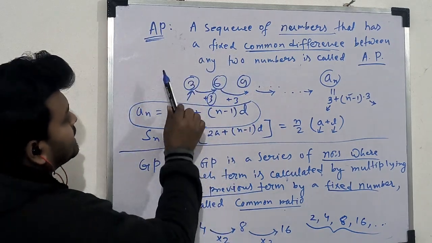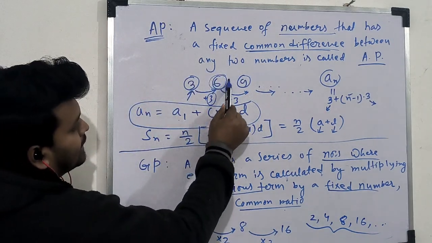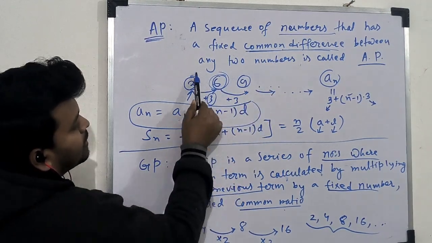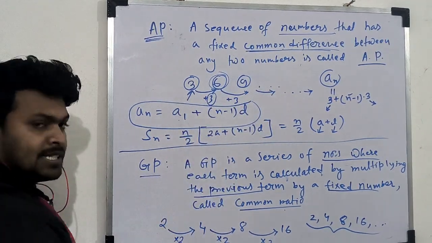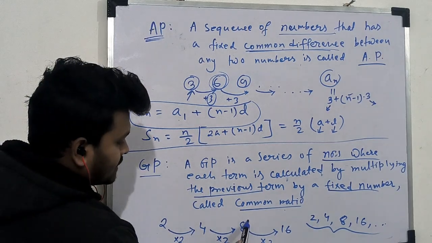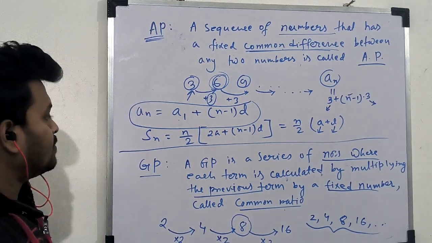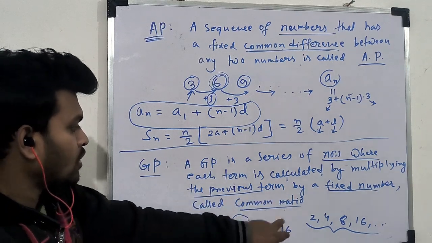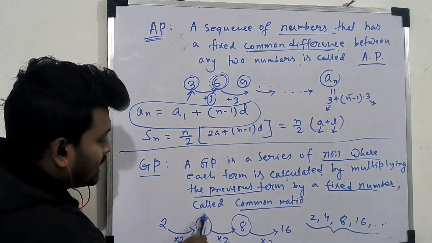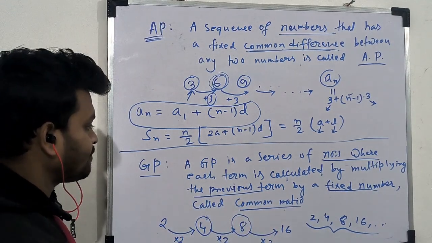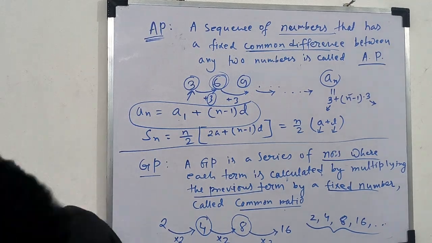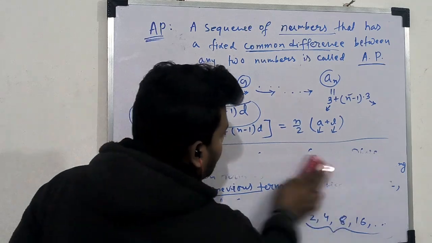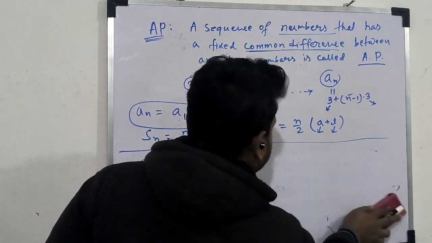So here in this AP series, we get the term by adding the common difference to the previous number, but in the GP series, we get a term by multiplying the previous number by a fixed number, which is called common ratio. Okay? So let us see the formula, how to find.